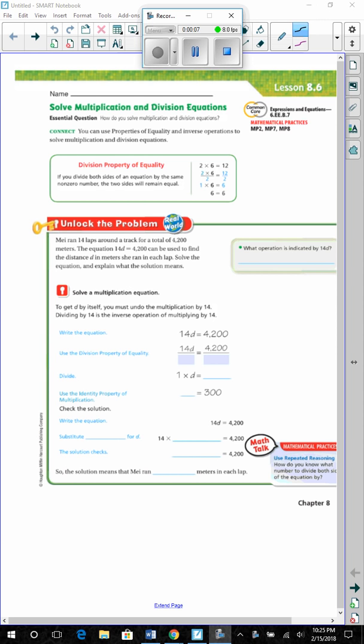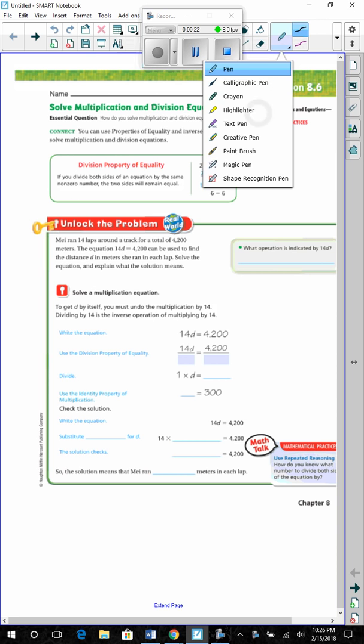8.6. Solve multiplication, division equations. Essential questions. How do you solve multiplication and division equations? Connect. You can use properties of equality and inverse operations.